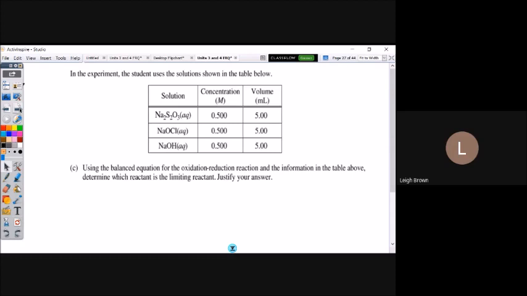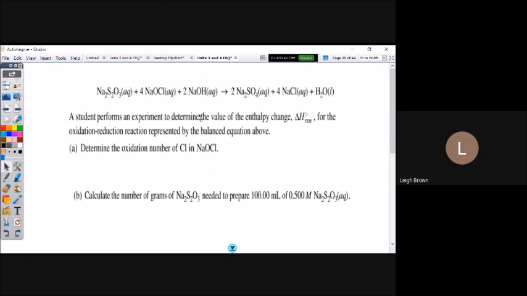Okay, this question says, using the balanced equation for oxidation reduction and the information in the table above, determine which reactant is a limiting reactant. I just wanted to point out that you need to review how to find limiting reactants. This problem can actually be worked without doing any math. Here are 3 reactants. This has a 1 coefficient, this has a 4, and this has a 2. Of these 3 substances, which requires the most, which is going to get used up first? Well, it's the one that has the greatest coefficient, okay?